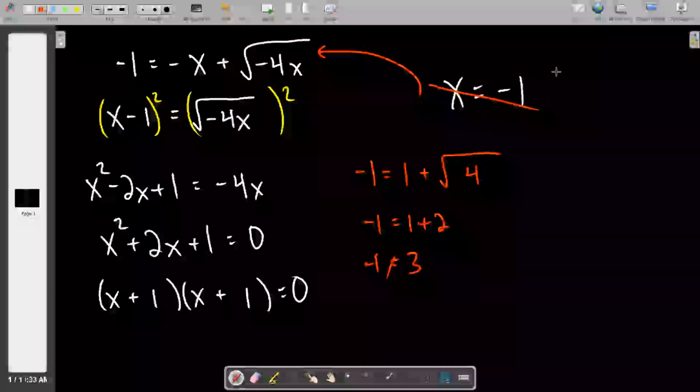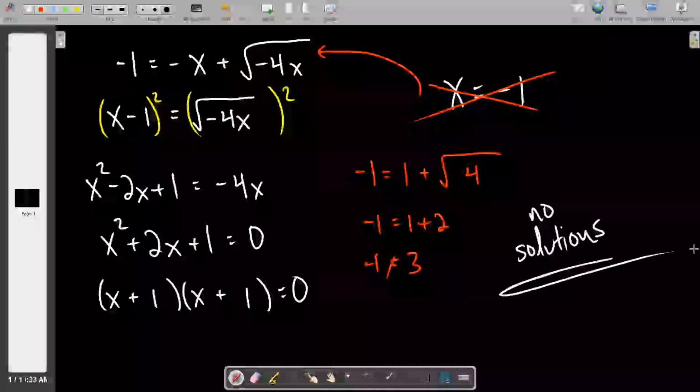Therefore, our only candidate proves unworthy of the task. So what do we say? There is no solution. This equation contains no solutions. Good.